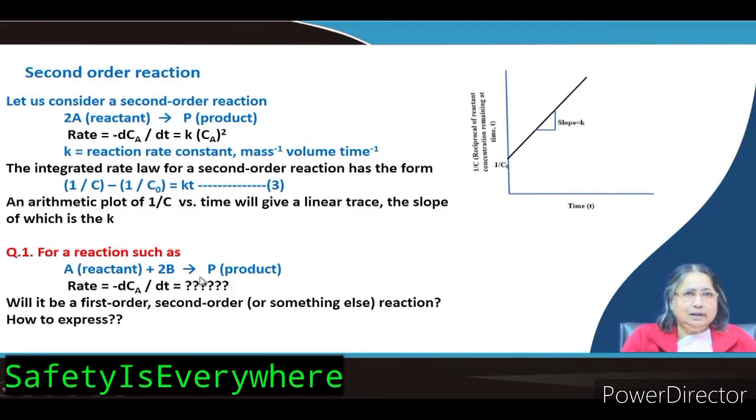Whether you will determine it in terms of A or B or both, that is to be determined, because in some reactions you may just consider A and tell that this reaction is first order with respect to A, or this reaction is second order with respect to B, or you can tell that the overall order of the reaction is 3. So, how will you tell it? That is very important.